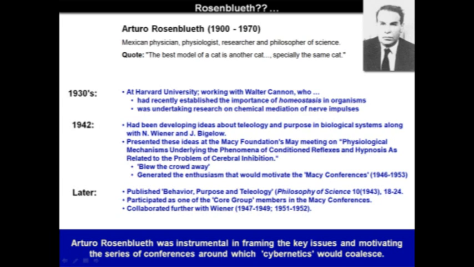This joint paper he would present in May 1942 at a Macy Foundation meeting that had been assembled by invitation only on the subject of physiological mechanisms underlying the phenomena of conditioned reflexes and hypnosis as related to the problem of cerebral inhibition. Basically, conditioned reflexes and hypnosis.